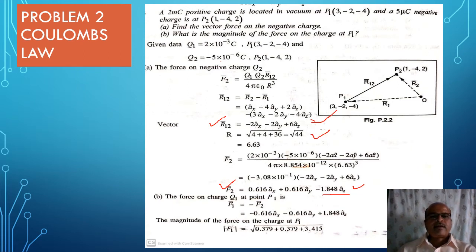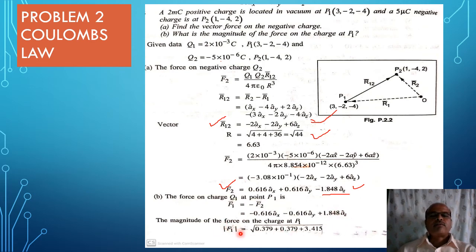Next we have been asked, what is the magnitude of the force on the charge at P1? For that we have the relation: force on charge Q1 at point P1, F1 bar, is equal to minus of F2 bar. So the negative of the above equation is minus 0.616 AX cap minus 0.616 AY cap plus 1.848 AZ cap.